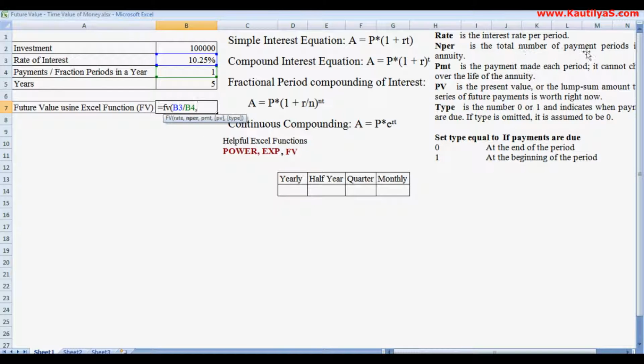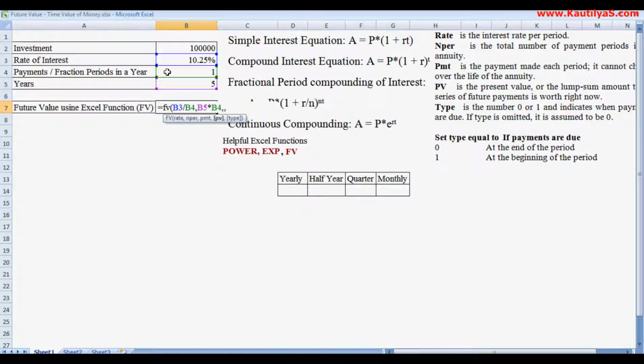It is asking for NPER, the number of periods, that is the total number of payment periods in the annuity. So how many years you are making an investment. So again we take the number of years here, multiplied by the fraction payments, because we wish to know if there is any effect if interest is paid semi-annually or not. So comma, and PMT is the annuity payment, that is the same amount invested multiple times, but in this case we are making an investment only one time, so we ignore this by putting a comma.